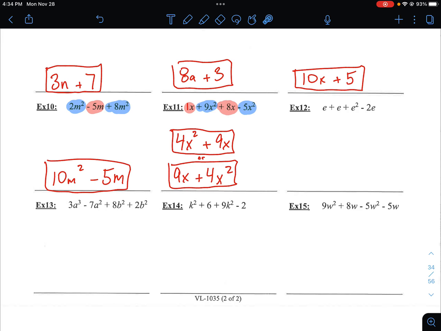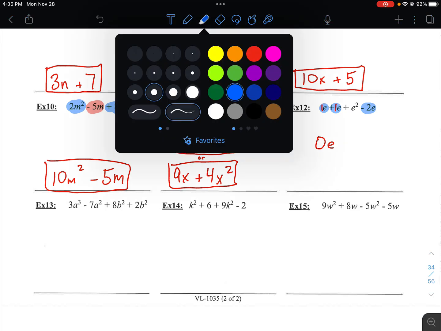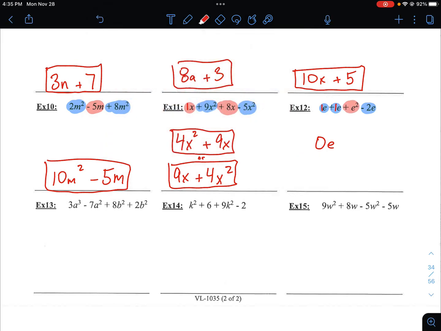All right, example 12 is kind of a weird one. We've got E, which I'm going to write a 1 in front of it. That's 1E. This is also 1E, so that's E. Any other E's? Yep, there's another 1E here. And there's another E over here. It's minus 2E. So what's 1E plus 1E? That's 2E. So 2E minus 2E. 2 minus 2, that's 0. You have 0 E's. What else do I have left in my expression? I also have plus E squared.